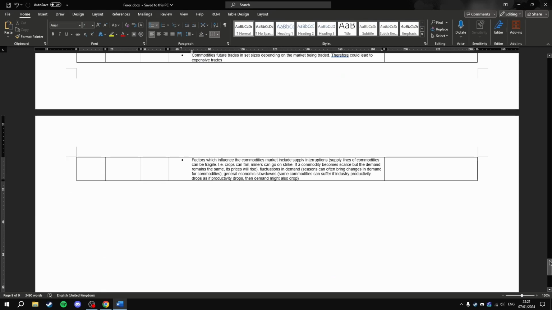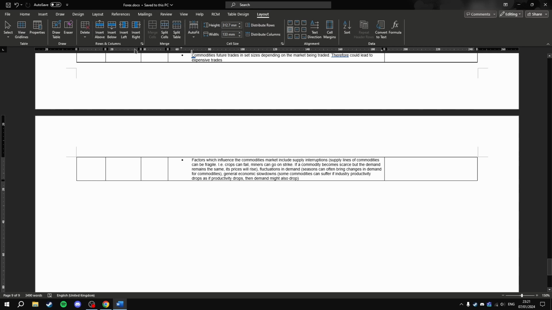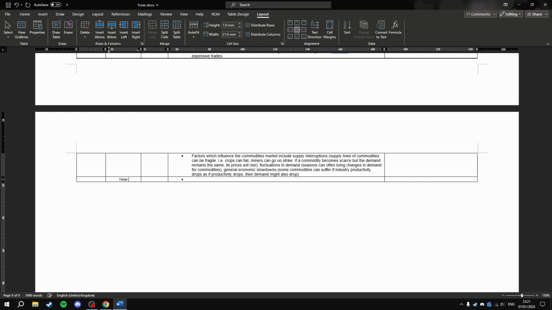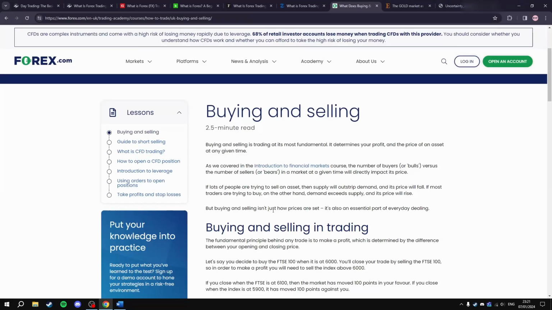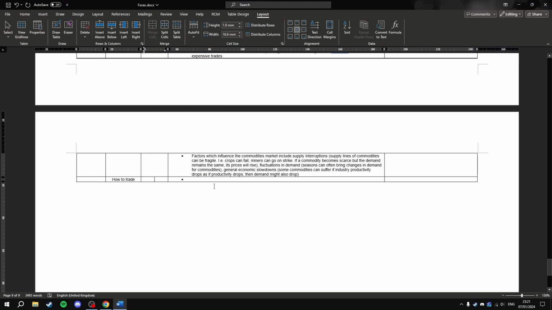Right, okay, what is this one? Introduction to financial markets. Let's make a new row. Layout is the cells below. Markets. How to trade. Date accessed 07/01/2024.